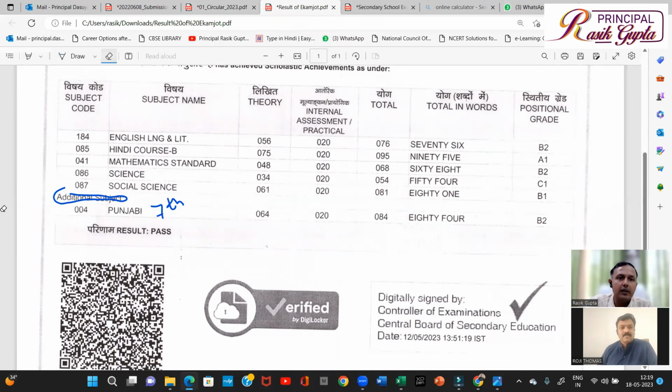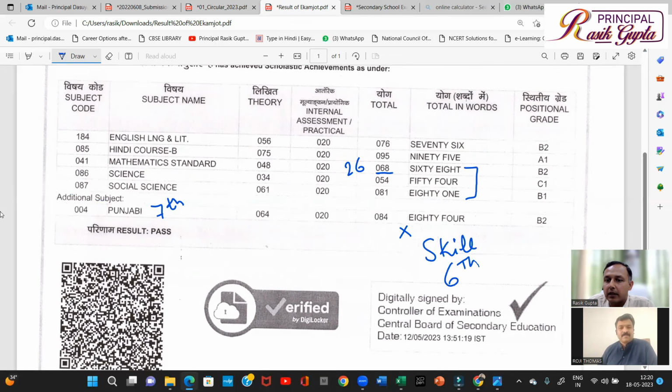So had the student not cleared, suppose the student had failed in mathematics over here. Here the child is scoring 68. But if he would have scored 26 marks in mathematics, the language would not have replaced that. Because the replacement of the 3 compulsory subjects is only possible with the skill subject, which is the 6th optional subject.